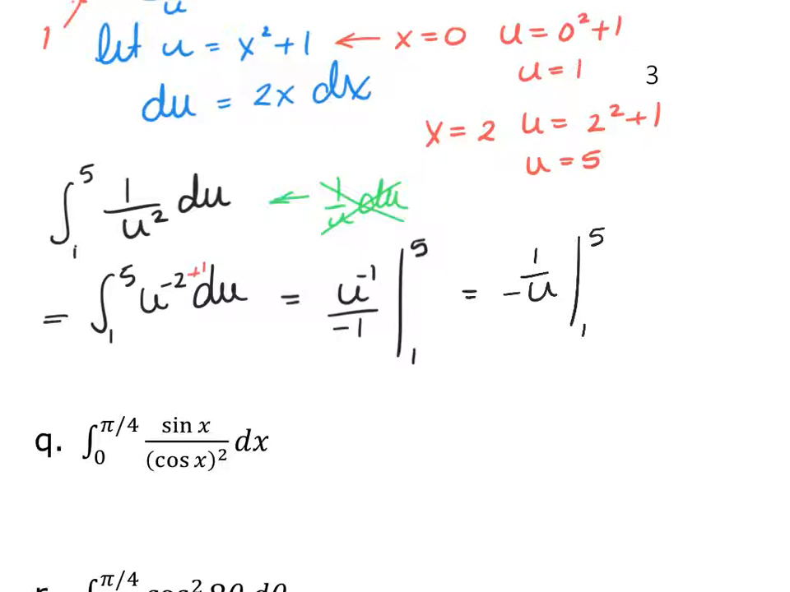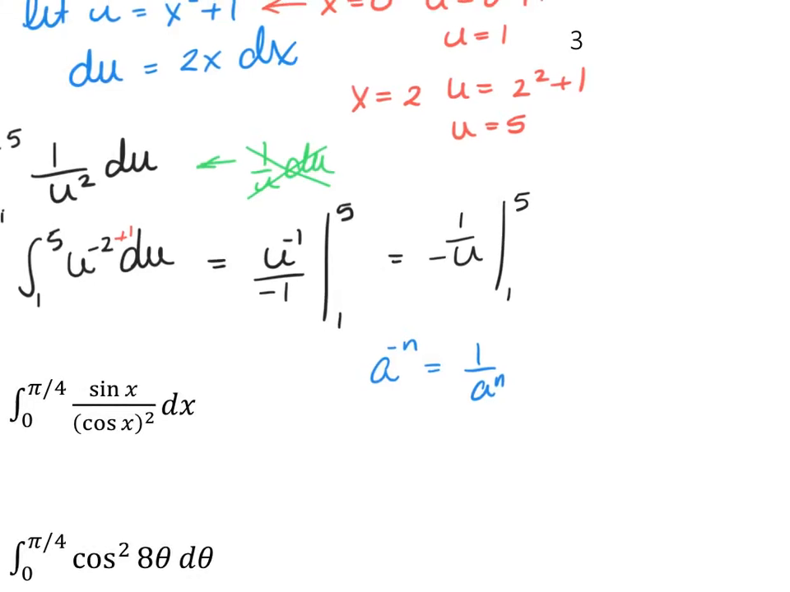Because u raised to the negative 1, what I'm using is a to the negative n is 1 over a to the n. So then I start with my upper limit first. I'm going to evaluate with my upper limit. So this is going to equal negative 1 over 5 minus negative 1 over 1. So I end up with negative 1/5 plus 1. And my final answer is 4/5. And that is my final answer.